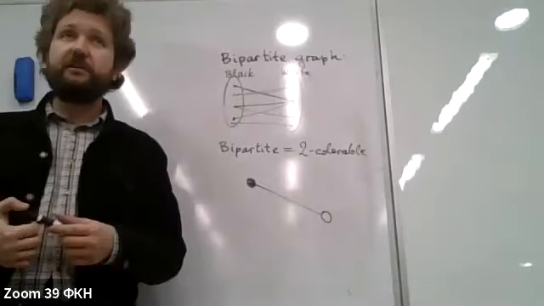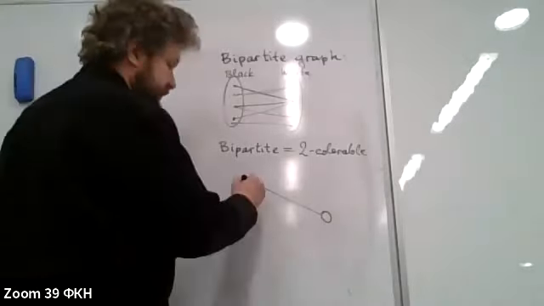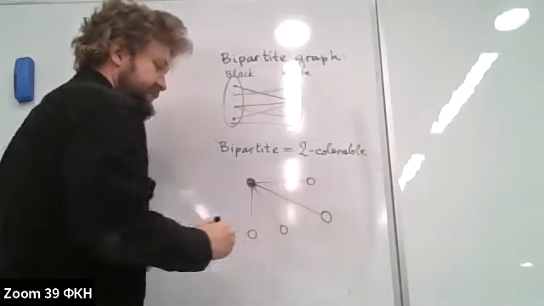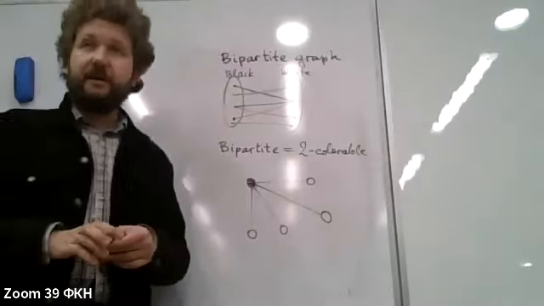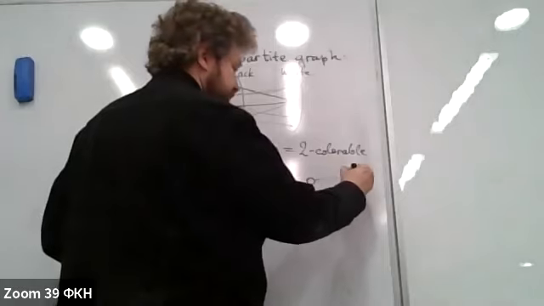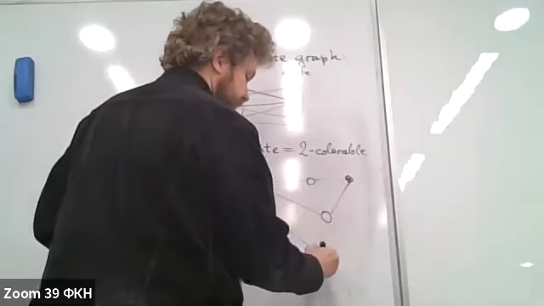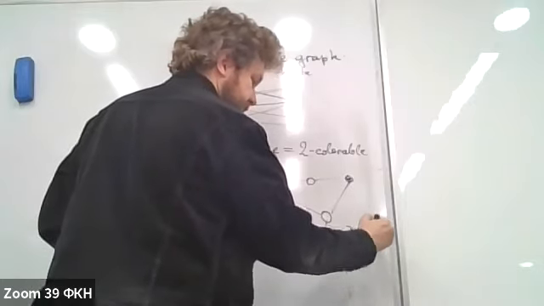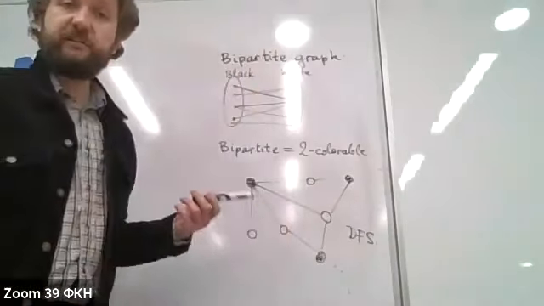If you start with a vertex, you color it in black, then all its neighbors should be colored in white, and then their neighbors should be colored black, and so on. So this is depth first search. Why does it yield the correct coloring?